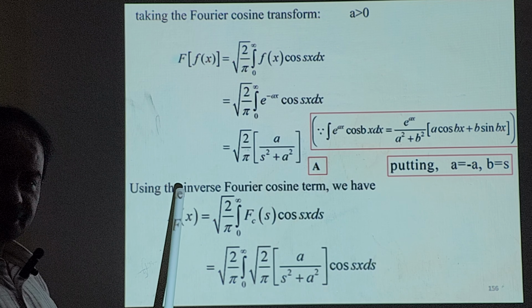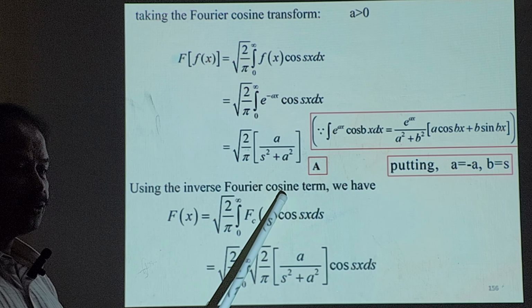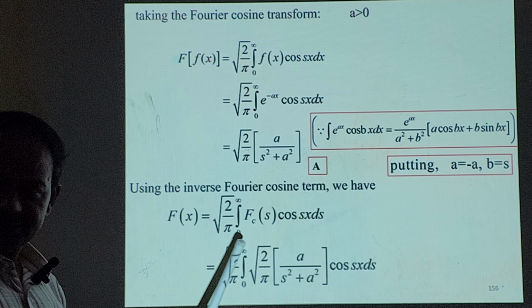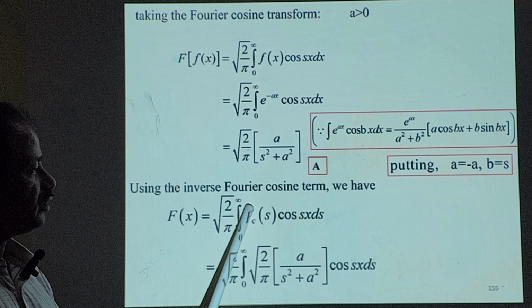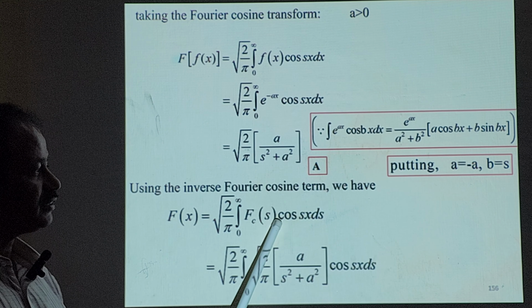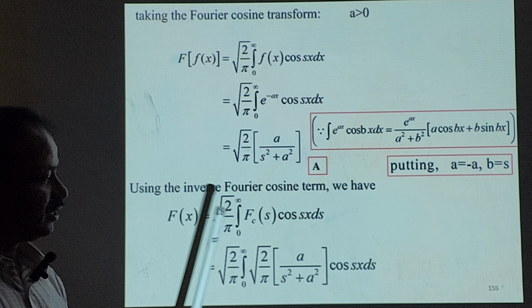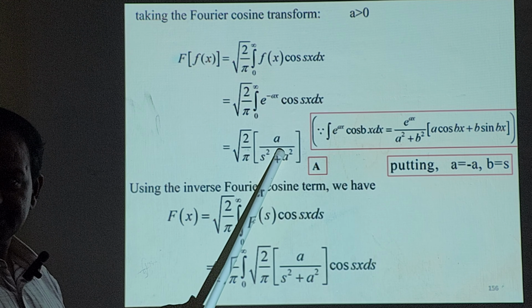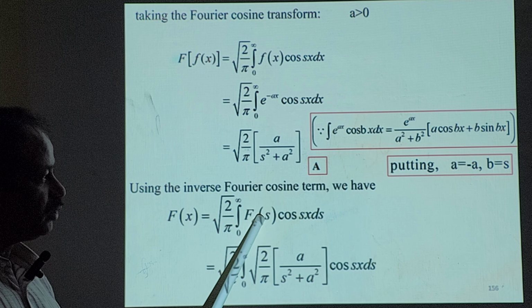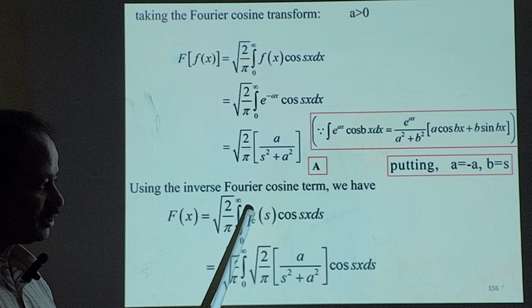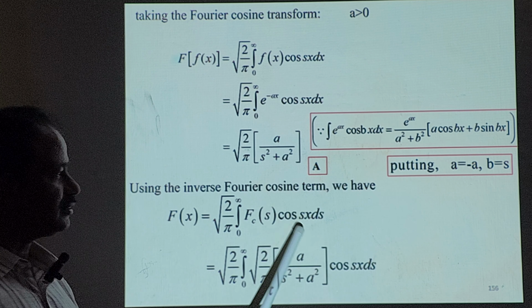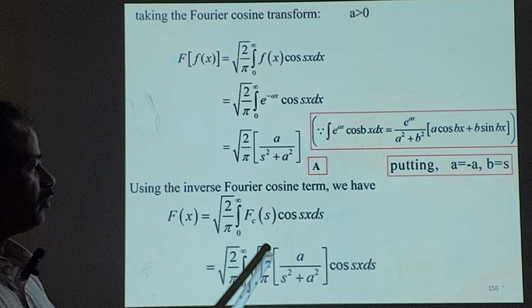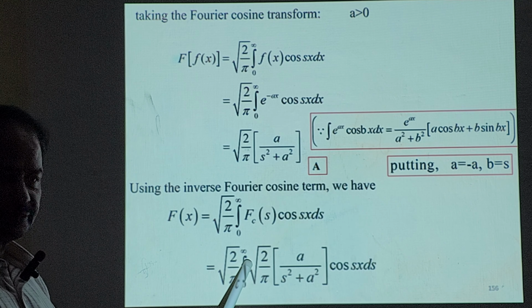Okay. Now use the Fourier inverse cosine transform. So that is nothing but this, where f of x equals root of 2 divided by pi, integral 0 to infinity Fc(s) cos sx ds. Your Fc(s) we have already found out, which is nothing but this. So instead of this we will have to substitute this. So we have substituted here. As such this term, let it be. So now I can pull this term out.